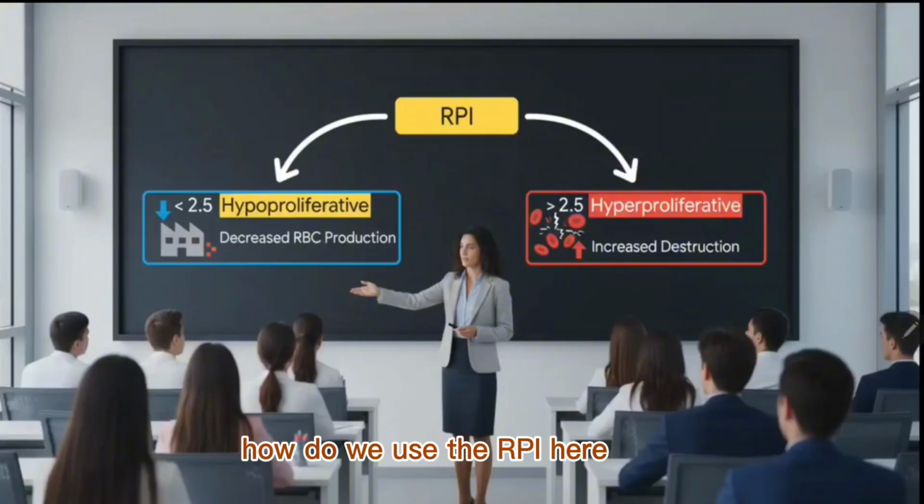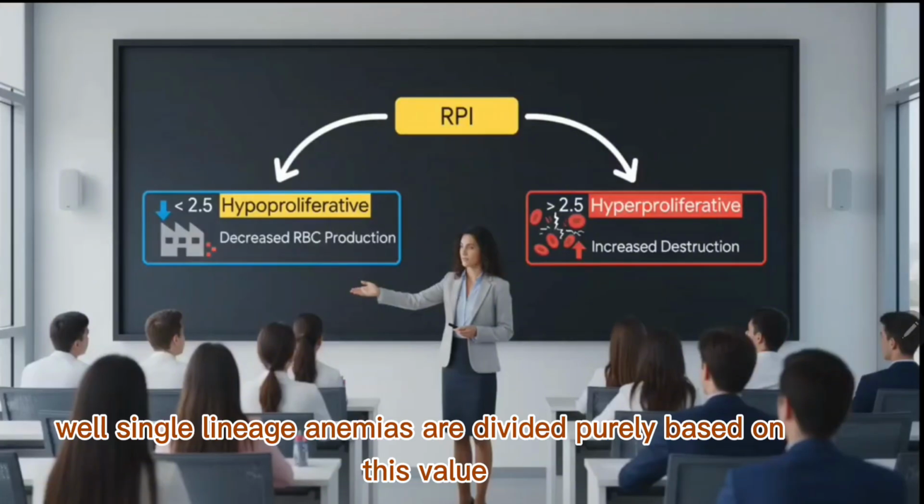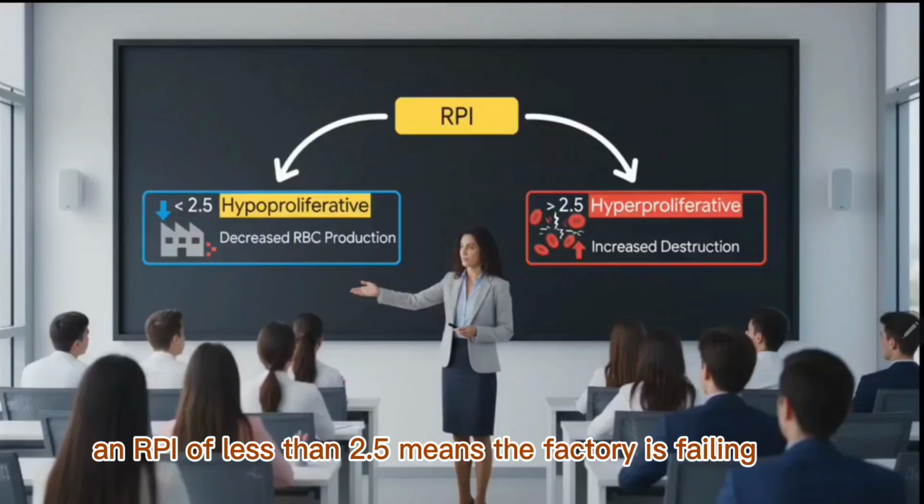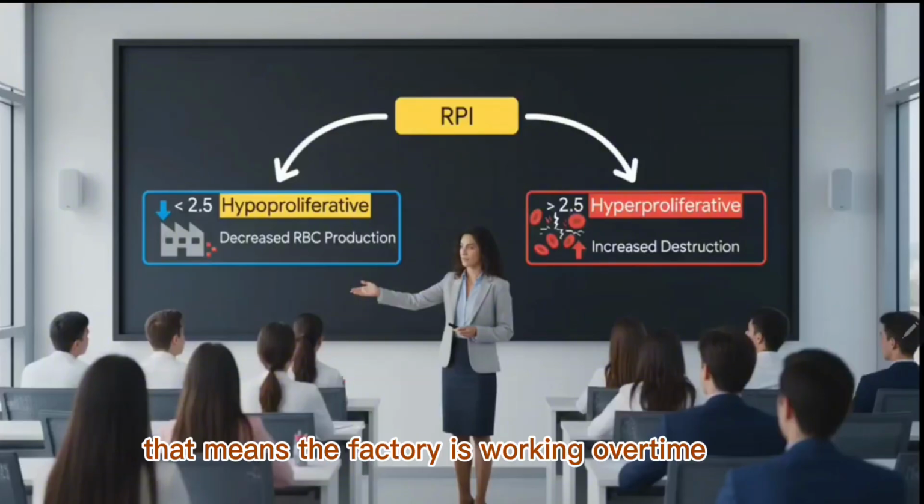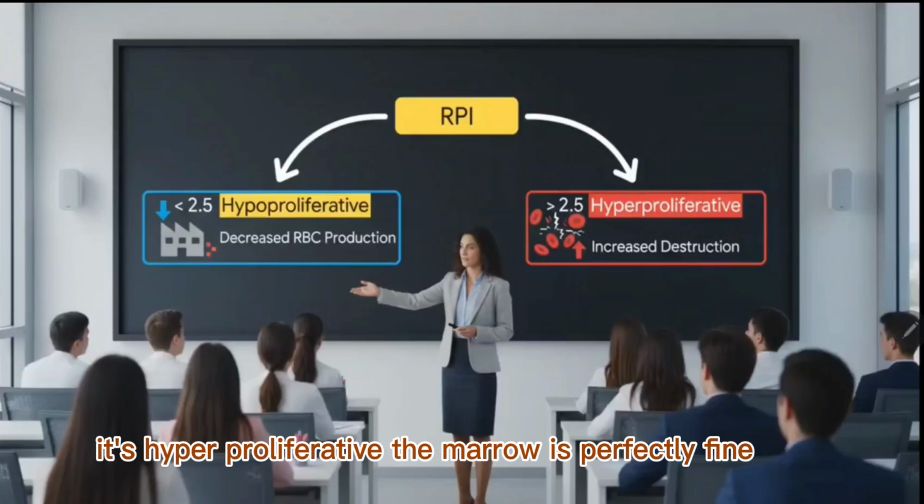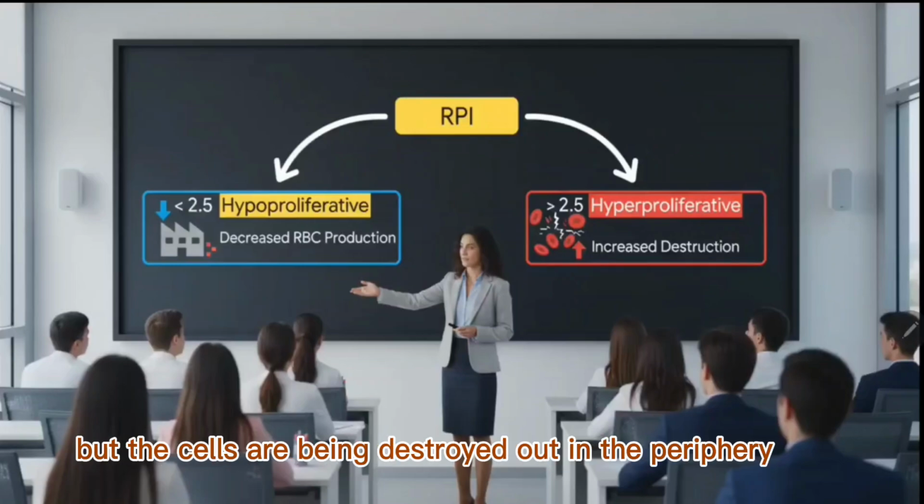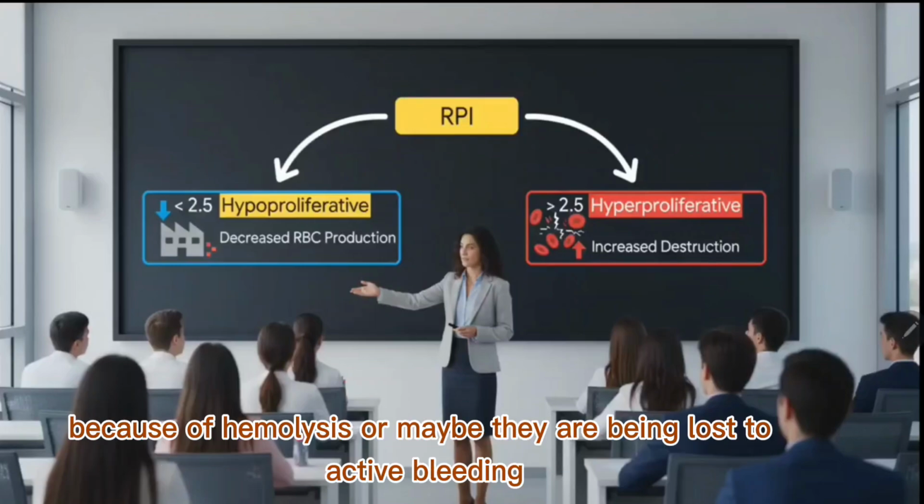How do we use the RPI here? Well, single lineage anemias are divided purely based on this value. An RPI of less than 2.5 means the factory is failing. It is a hypoproliferative anemia. But an RPI greater than 2.5, that means the factory is working overtime. It's hyperproliferative. The marrow is perfectly fine, but the cells are being destroyed out in the periphery because of hemolysis, or maybe they are being lost to active bleeding.